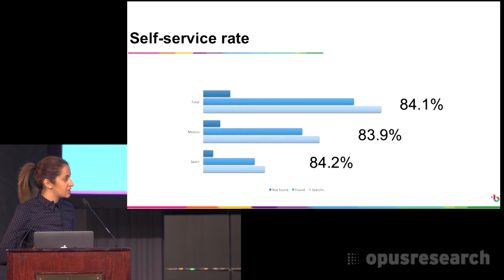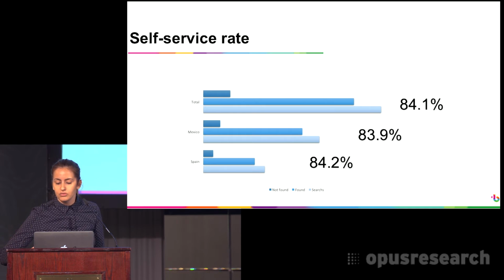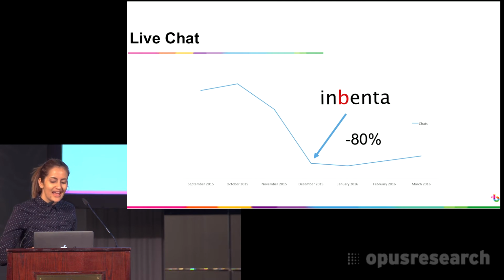So let's look at the results we've obtained so far. Since the beginning, we had a really positive self-service rate. Both in Spain and Mexico, almost 84% of our customers found what they were looking for through our assistant. Now, as you can imagine, this had a really positive impact in our inbox and in the chat, particularly on the live chat. We have experienced an 80% reduction of our contacts. Now, this was truly remarkable.